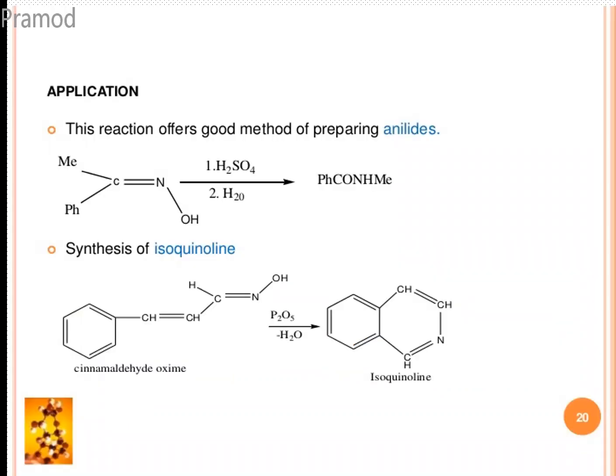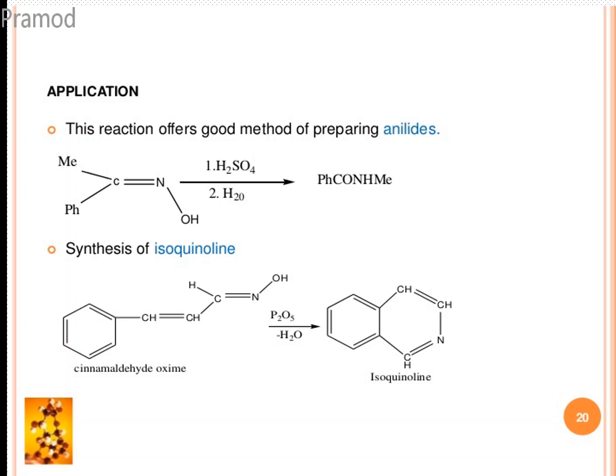Now its applications. It is used in the preparation of various amides. From ketoximes you can prepare various substituted amides. This is your first application, preparation of various amides. It is also used for the preparation of your isoquinoline molecule. It undergoes rearrangement and you get an isoquinoline. This is one of the methods for preparation of isoquinoline.